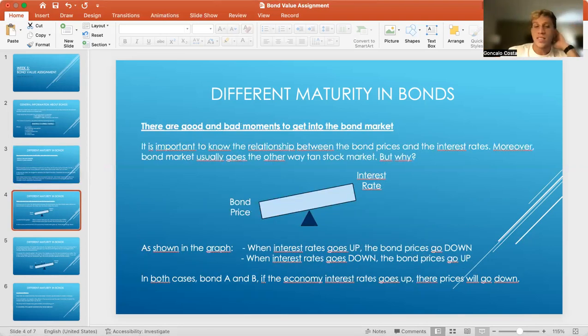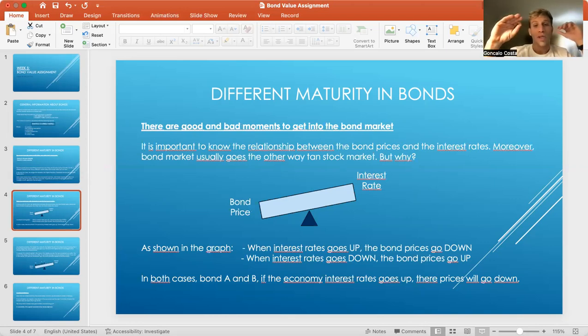Okay, but what else? That's not enough. There are good and there are bad moments to get into the market. That's a good thing to know, right? As shown in the graph, it's like a balance between interest rate and bond price. It is important to know this relationship, right?